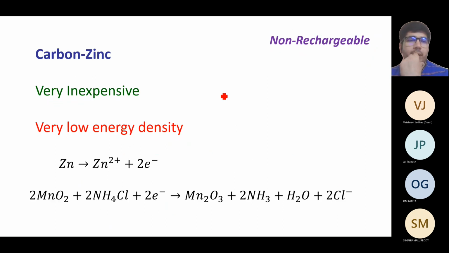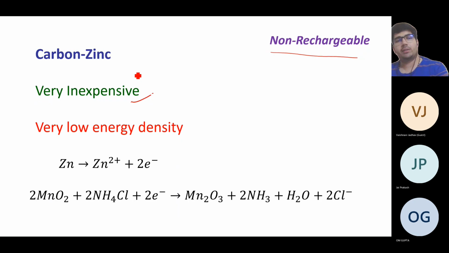Again, carbon zinc battery, non-rechargeable, very cheap. It is cheaper than the previous alkaline batteries. The drawback is that these batteries have a very low energy density, so we don't want to use this type of battery. But due to the cost, some areas are still using these batteries.